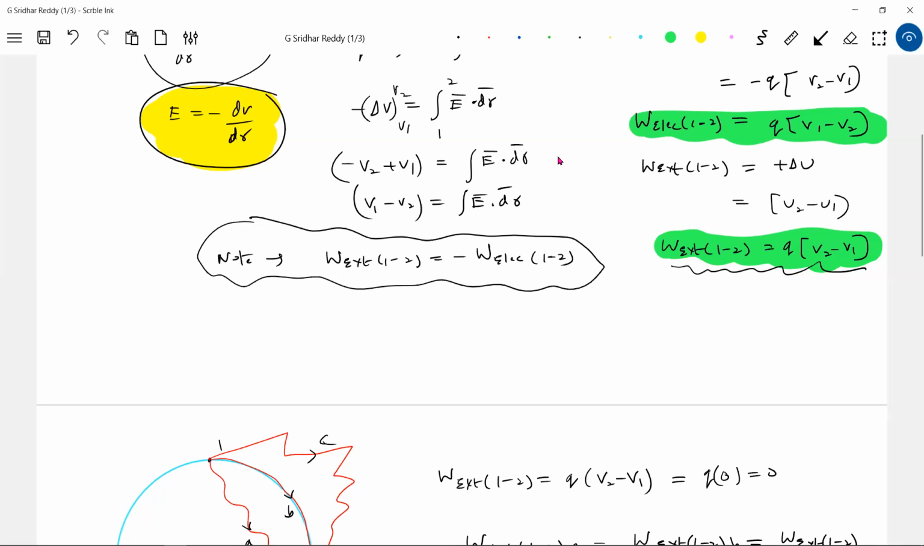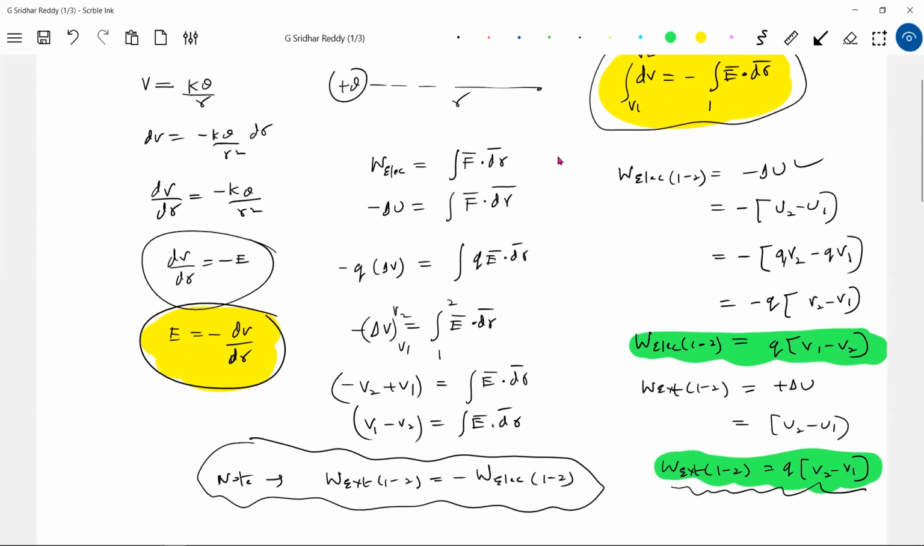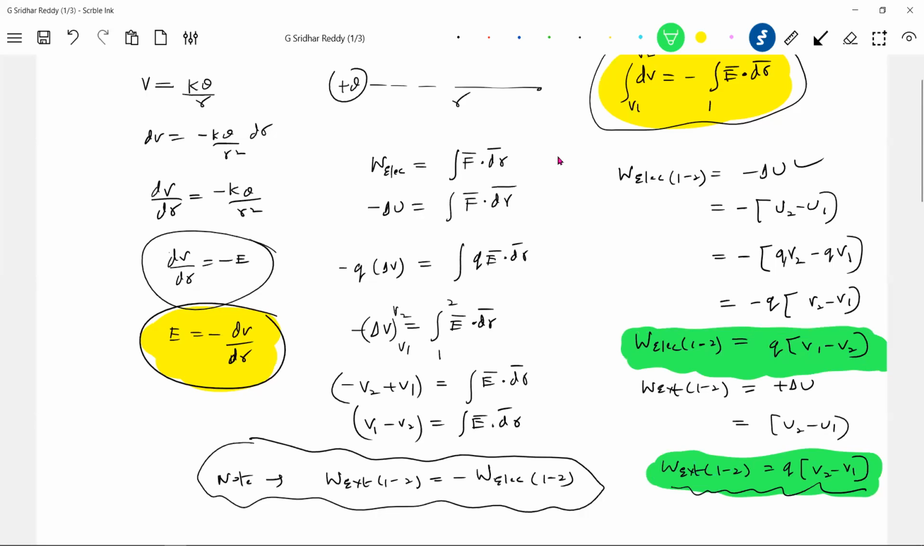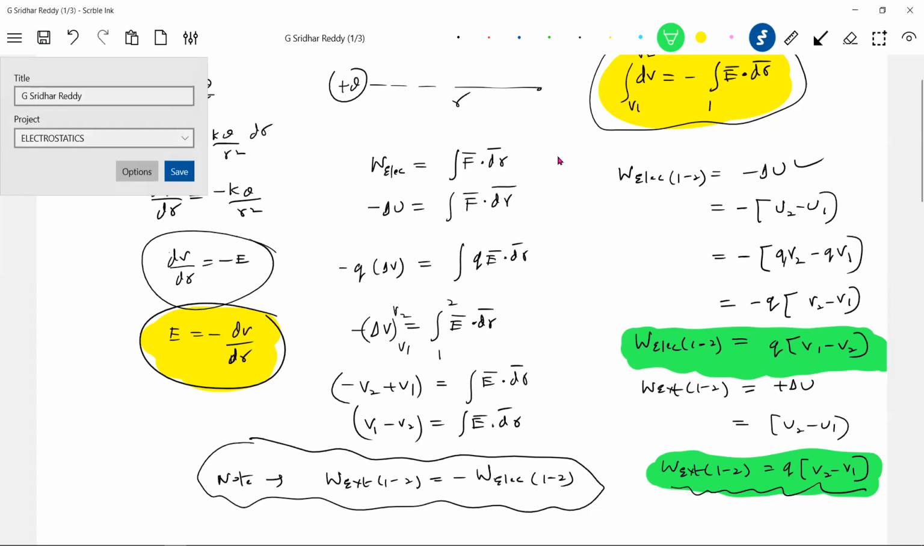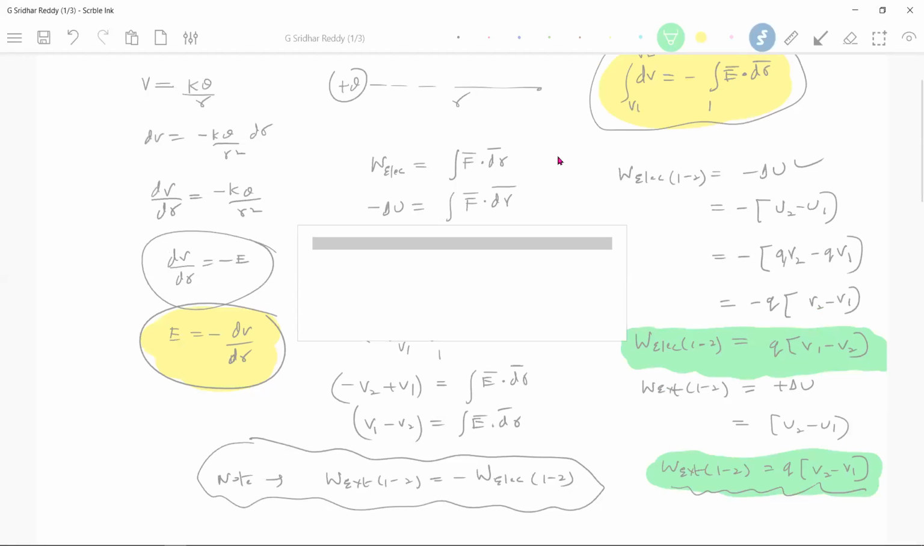Please, all of you write down these formulas in your notebook because I'll be discussing all the numericals related to this one only. Please, all of you note down first this yellow color and green color highlighted formulas. Write down first, then I'll continue.